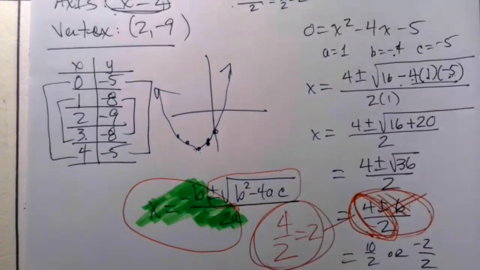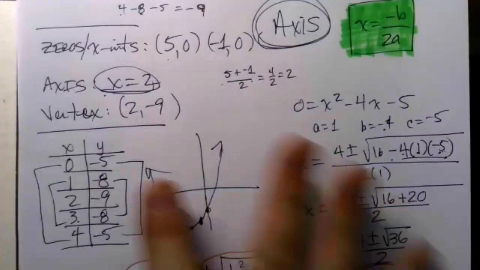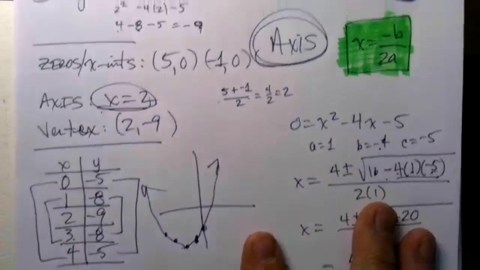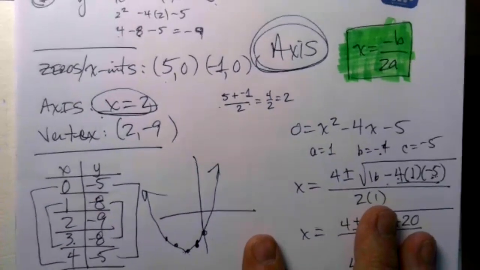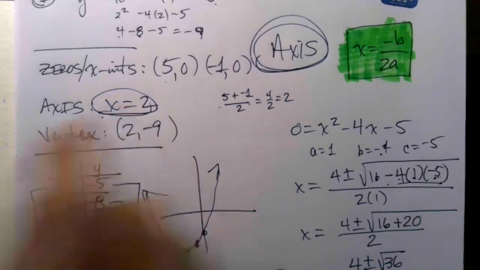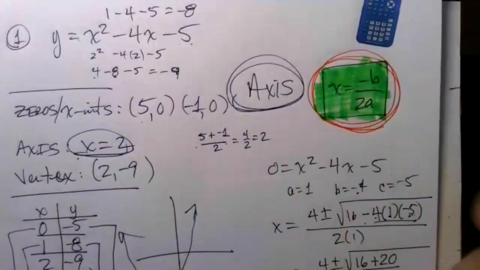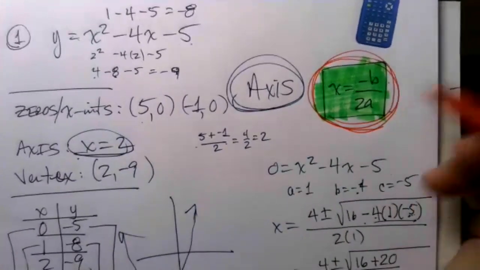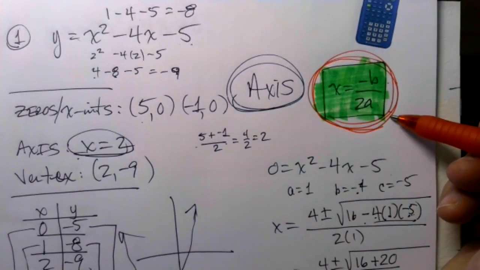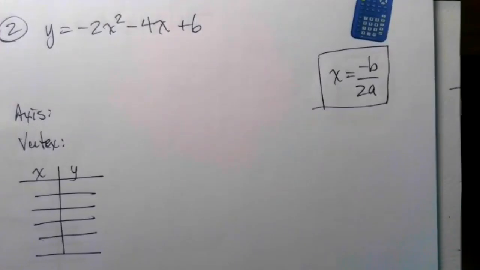All right, so all that to say is you are very welcome to find the zeros by factoring and then average the zeros to get the axis of symmetry. All I'm showing you is here's a sneaky way to get the average of those two zeros without actually ever even finding the zeros. Okay, let's do another one.